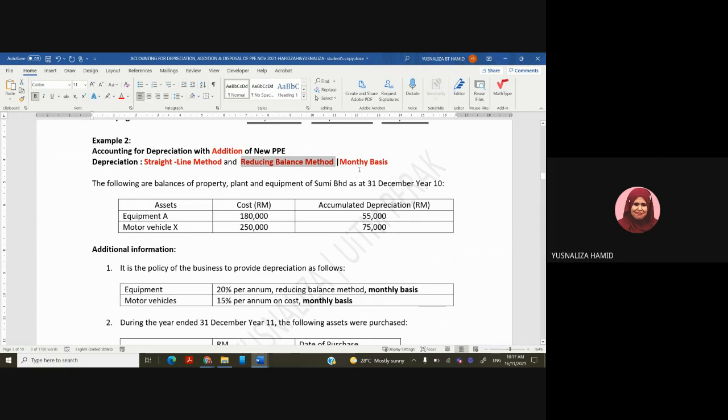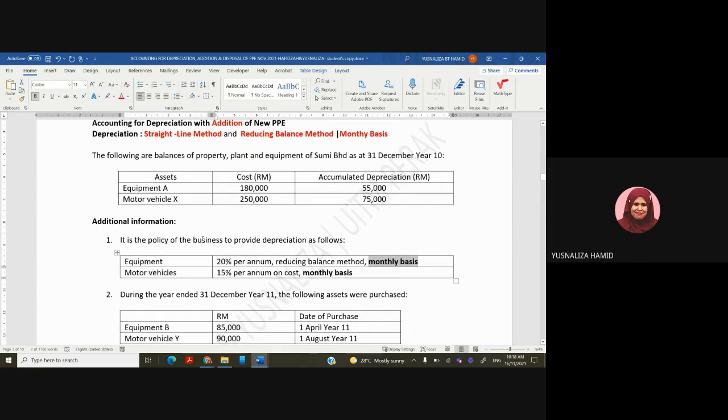What is actually monthly basis? As I emphasised during the lecture, it means you are going to charge depreciation month to month, based on monthly ownership. So if the asset you purchased during the year was owned for just 9 months, you are only going to charge depreciation for those 9 months. If you purchase the asset for just 5 months, you are also going to charge depreciation for just 5 months. So that is the case.